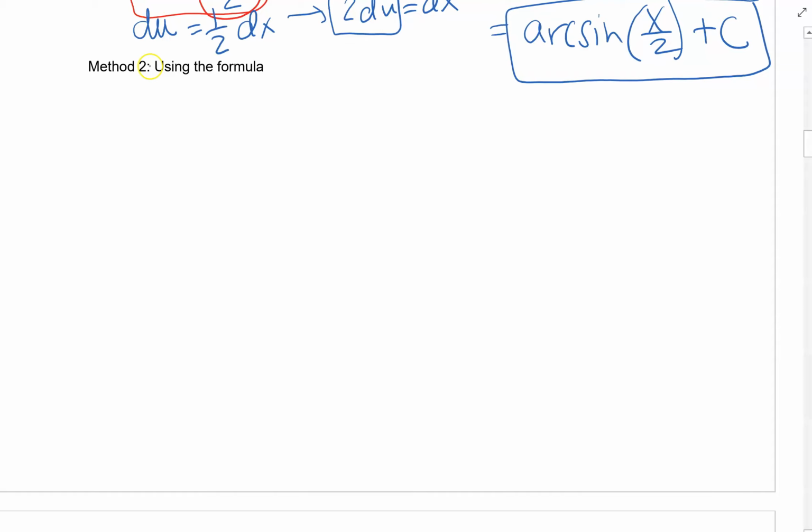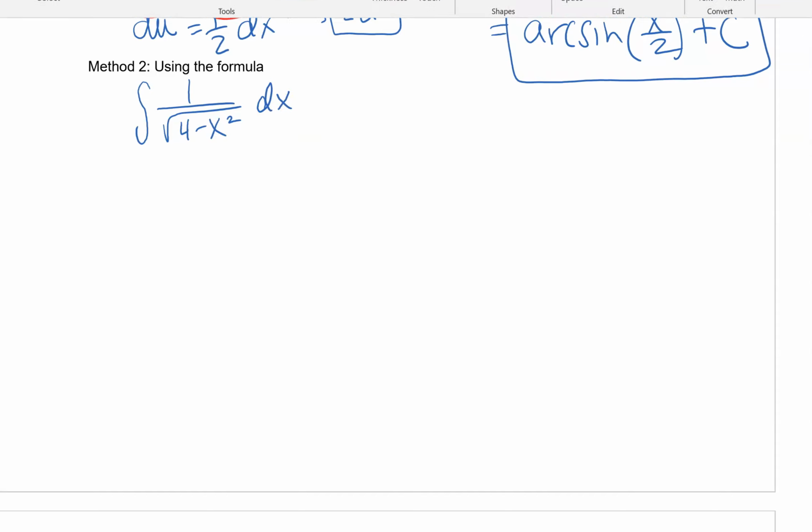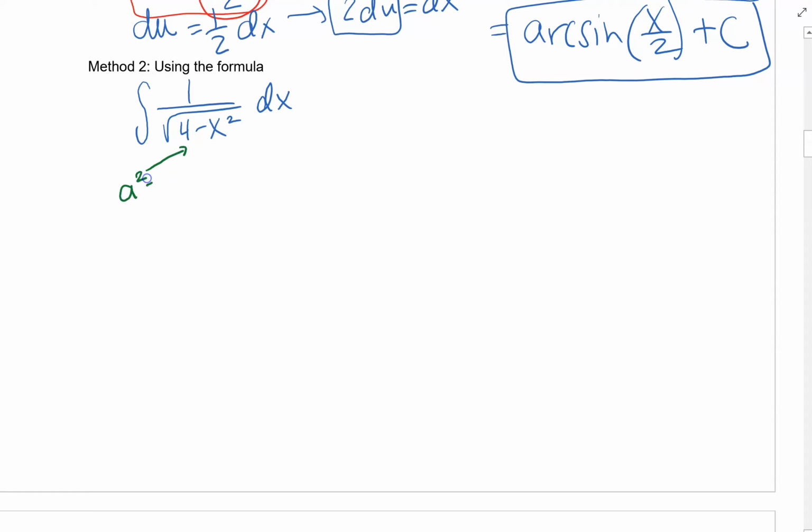So here I have my integral of 1 over the square root of 4 minus x squared dx. You would just have to recognize, well, one, you'd have to memorize the formula, which I'll write down in a second, but you'd have to know that this is a squared. A squared is 4, so that would make a 2. u squared is x squared, so then u would be x.